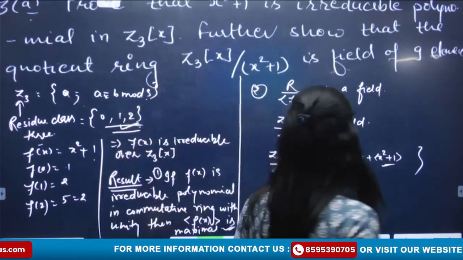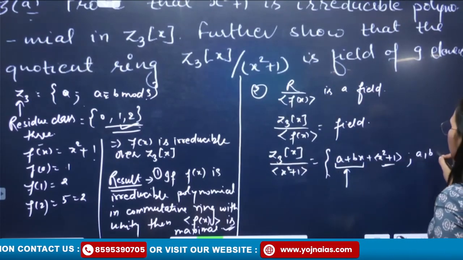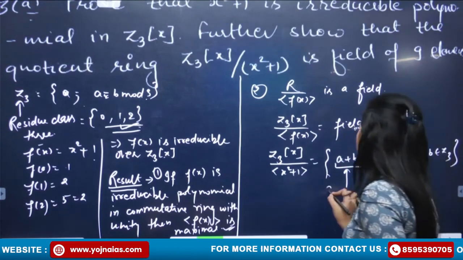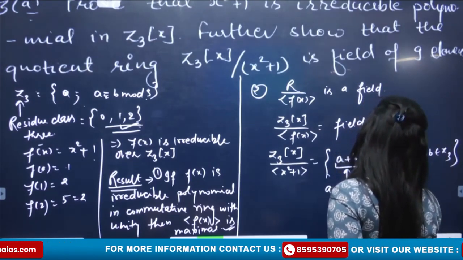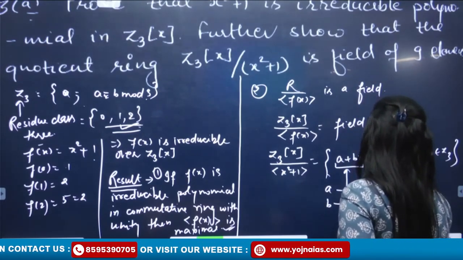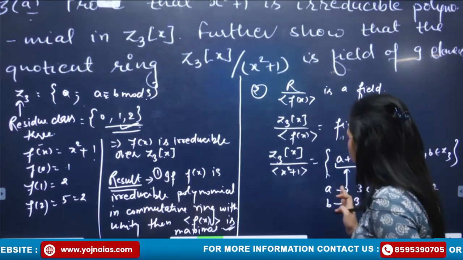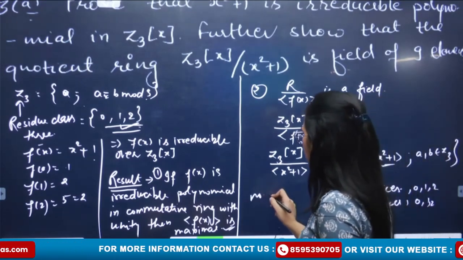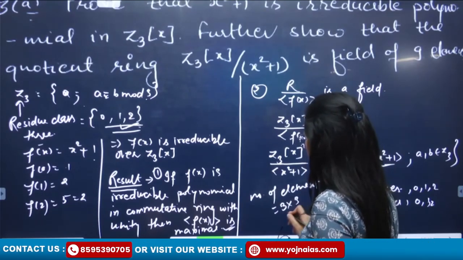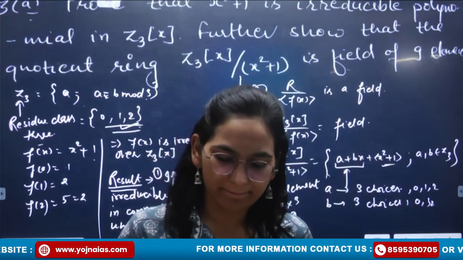And how many values can these variables take? Where do a and b come from? Where a, b belong to Z3. So if they belong to Z3, and in Z3 we have 3 elements, that means a has 3 choices. And then b also has 3 choices. That is, either it can be 0, 1 or 2. Similarly, b can be 0, 1 or 2. So every time you have 3 choices, the number of elements in this field can be 3 into 3. That is 9. And that is the thing that we needed to prove. Is it okay? Okay, na?